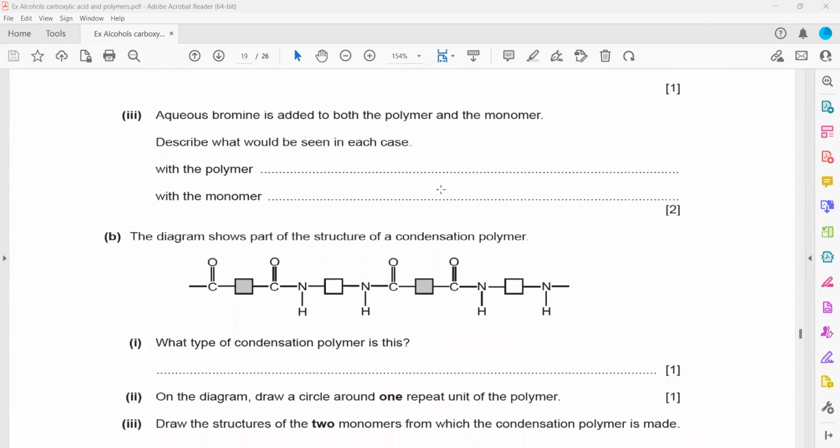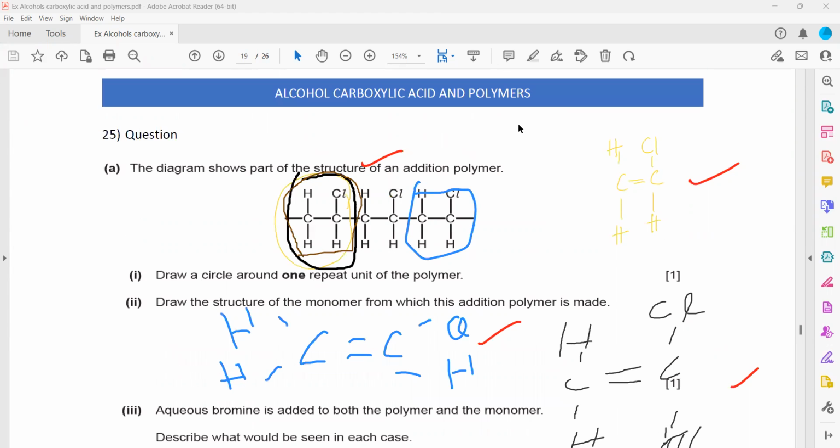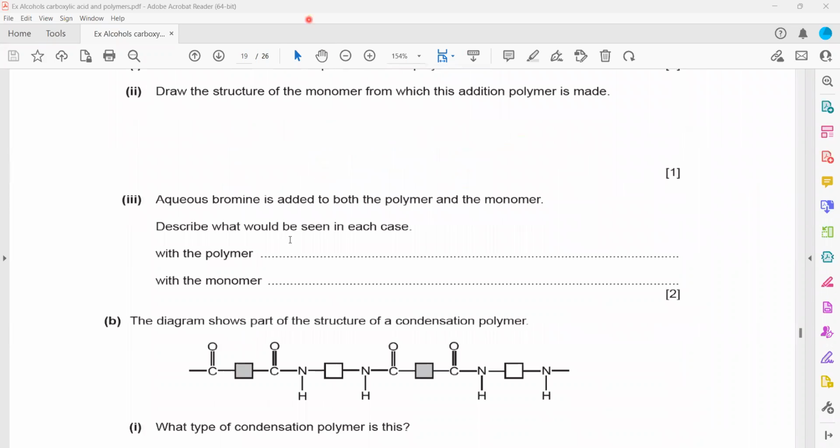Then aqueous bromine is added to both polymer and monomer. As you can see, when you drew the structure of the polymer, it is saturated, so it stays orange-brown. The polymer is saturated, so it won't change. But the monomer is unsaturated, so it turns from orange-brown to colorless. So with the polymer there will be no change in color, but with the monomer it will decolorize.